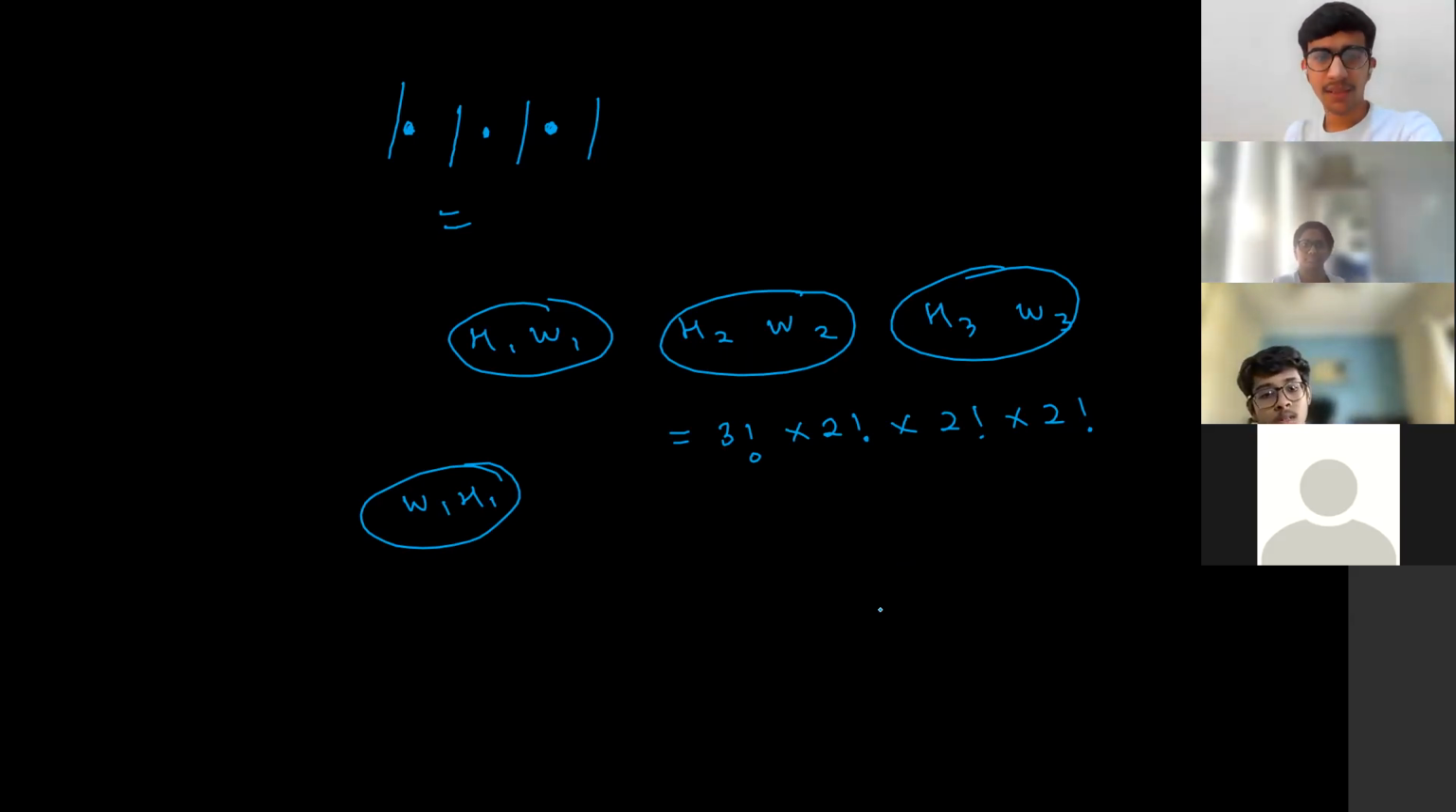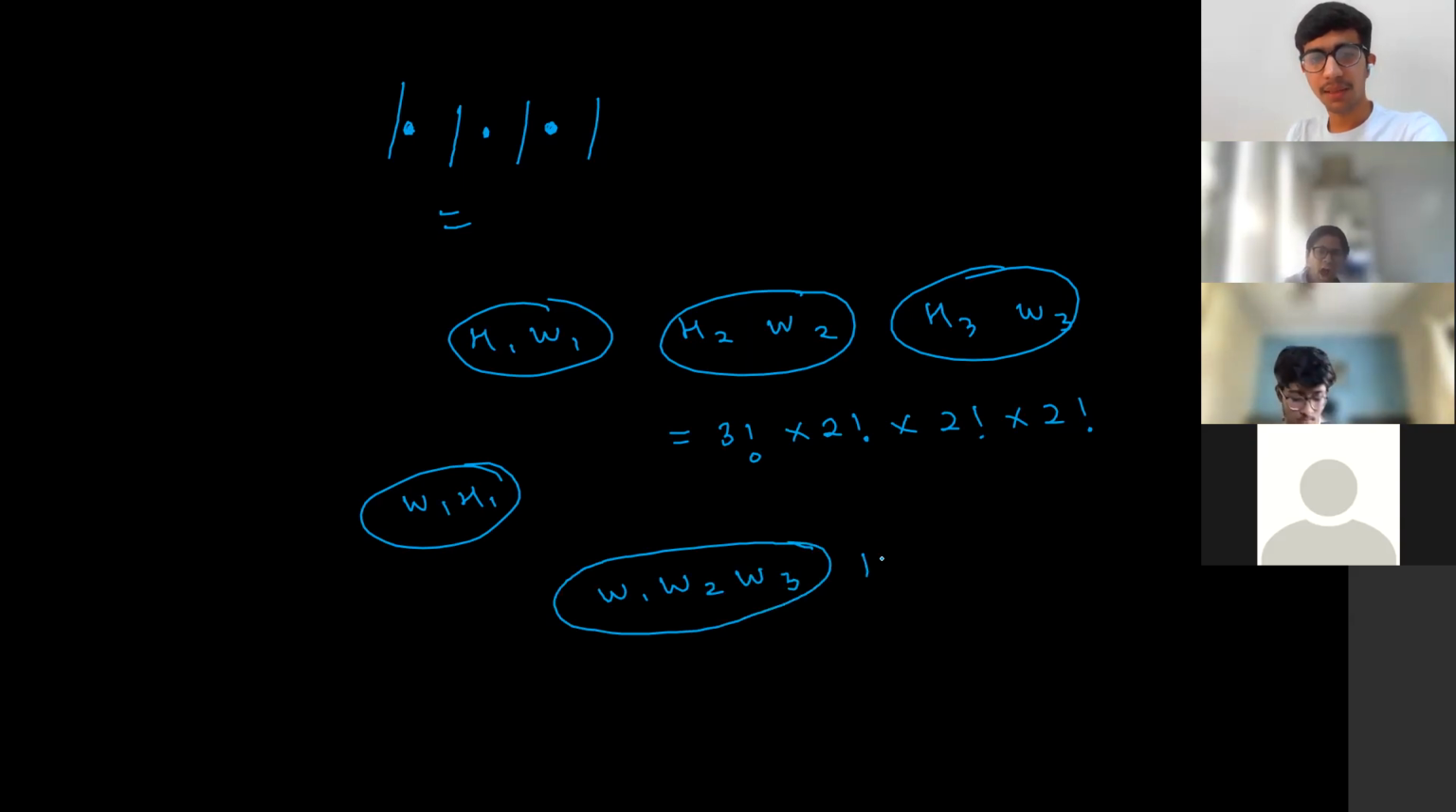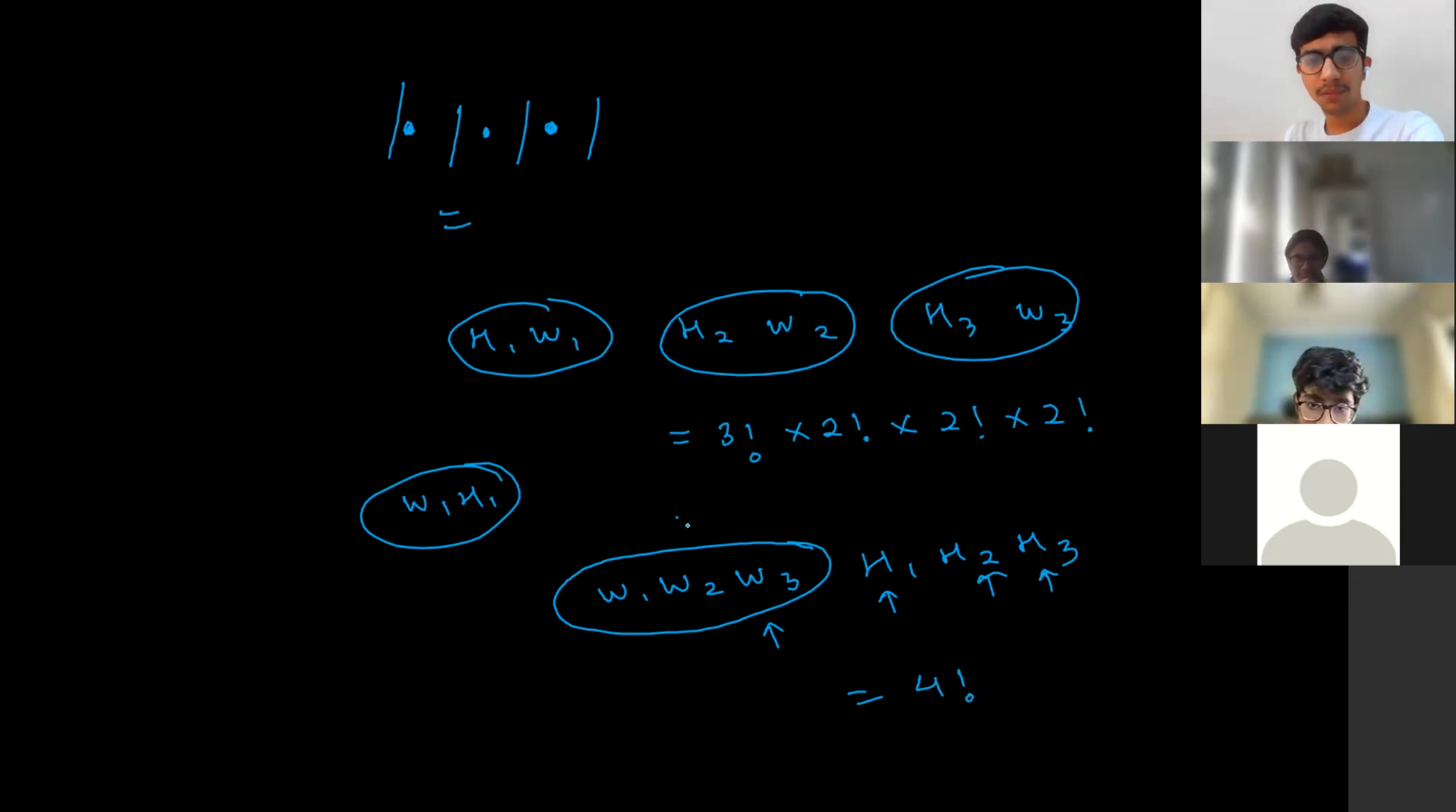Now for the second case, we want that all the females should sit together. So I'll take W1, W2, W3 as one block, and I have H1, H2, H3. So how many units do I have? I have 1, 2, 3, 4 units. So 4 units can be arranged in 4 factorial ways. And for this, the wives can be arranged within themselves in 3 factorial. Exactly.